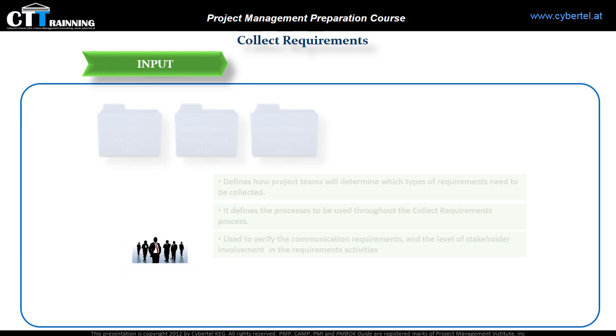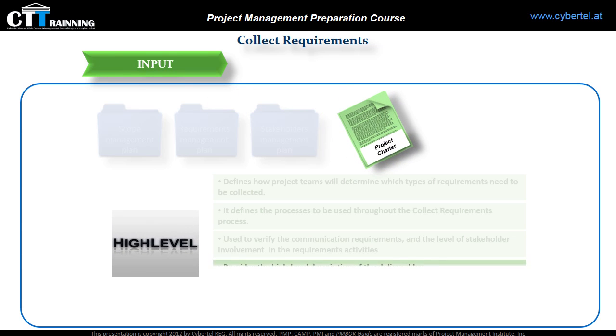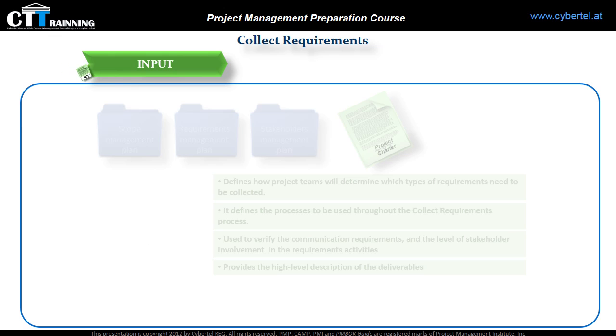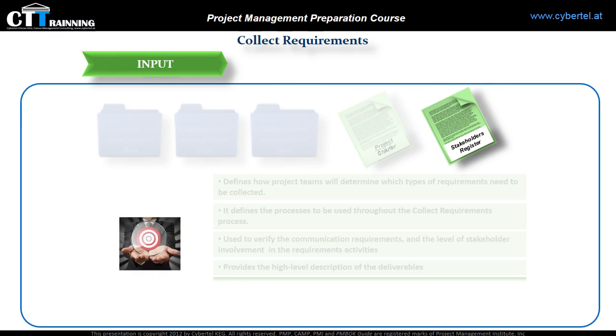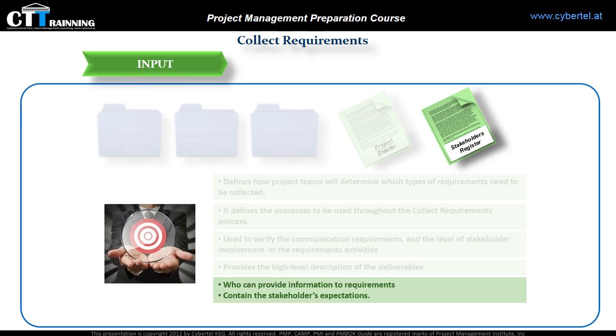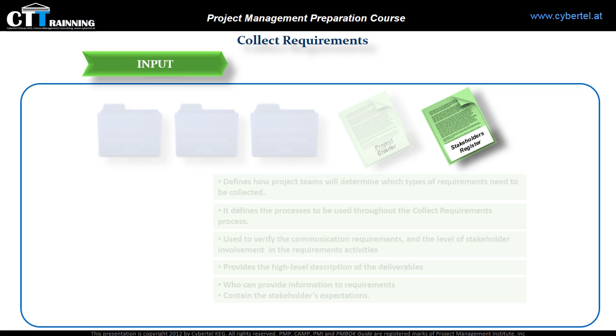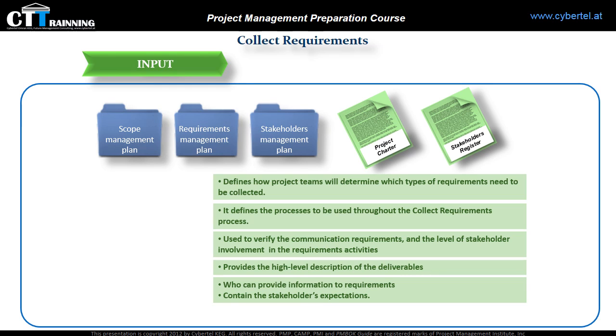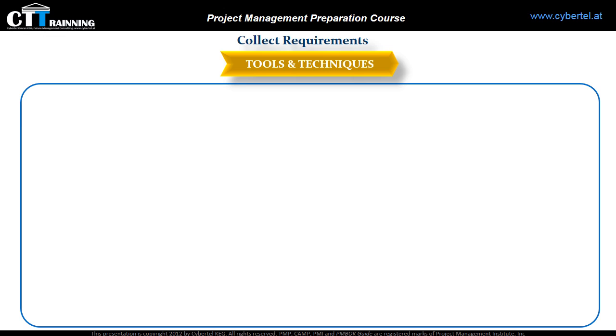The fourth input is the Project Charter. The Project Charter provides the high-level description of the deliverables, which allow us to develop detailed requirements. The last input to this process is the Stakeholder Register, to identify who can provide information to the requirements. Also, the Stakeholder Register contains the stakeholder expectations. Those are the 5 inputs to the collect requirements process. Let's move to the big effort of this process, which is the tools and techniques.